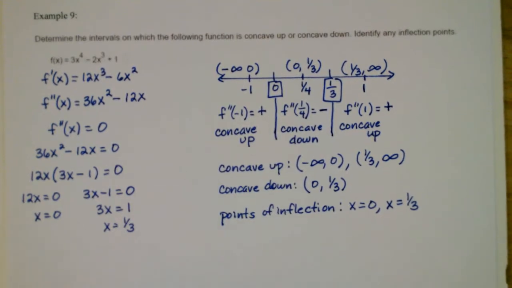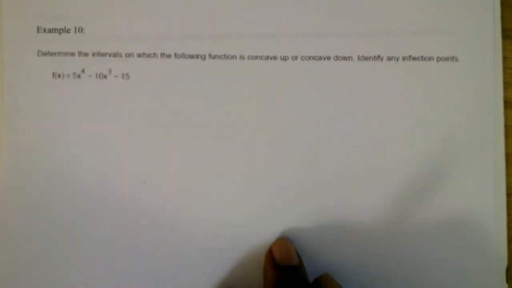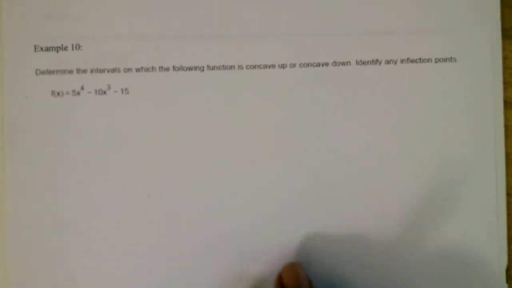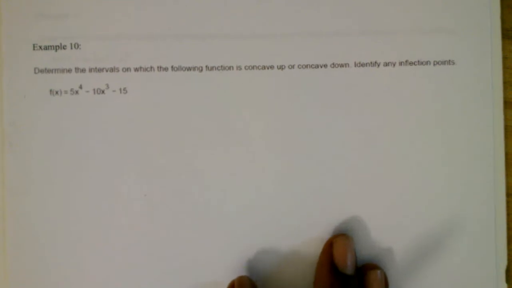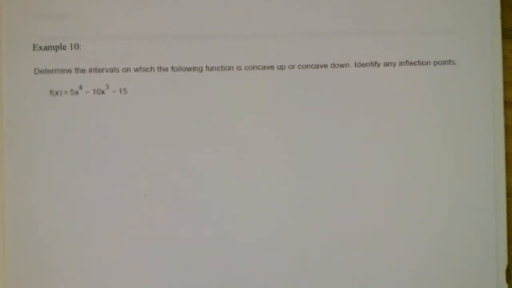All right, let's look at another example. Let's say I want to determine the intervals on which the following function is concave up or concave down, and identify any inflection points. Here we've got f of x is equal to 5x to the 4th minus 10x cubed minus 15.